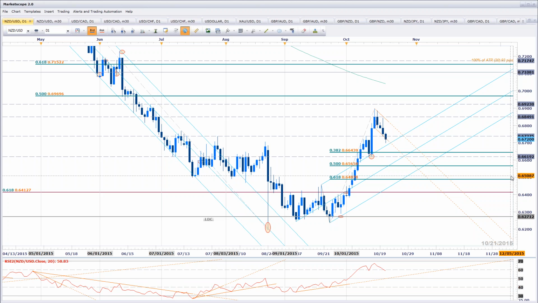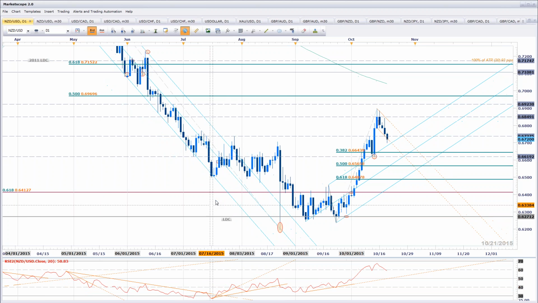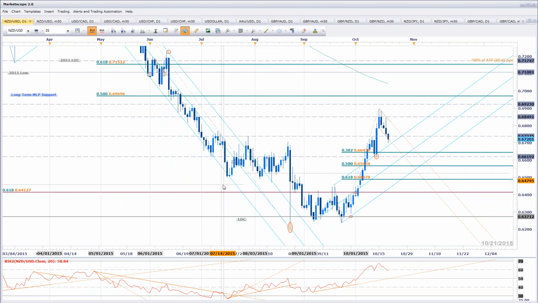So what I mean by that, Hamid, is right here. Here's a primary example on a daily chart of the Kiwi dollar. Price action from this low that we made in July made a new low, right? The oscillator made a higher low. That's divergence.